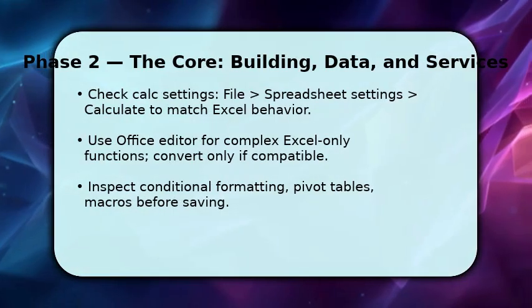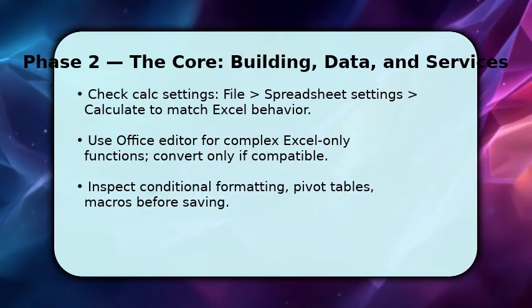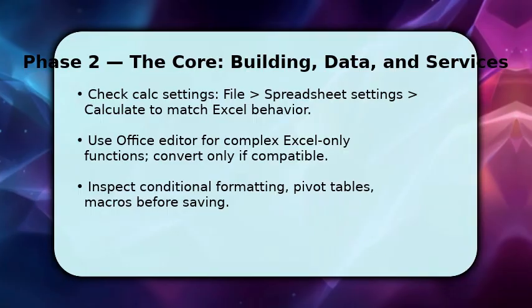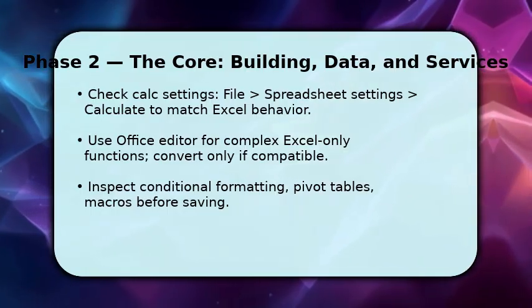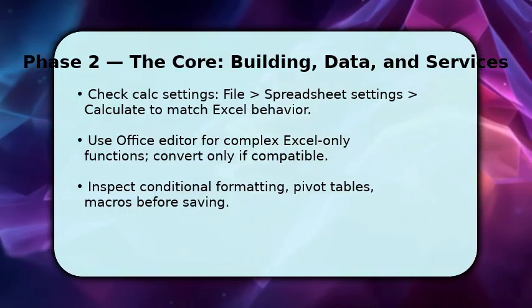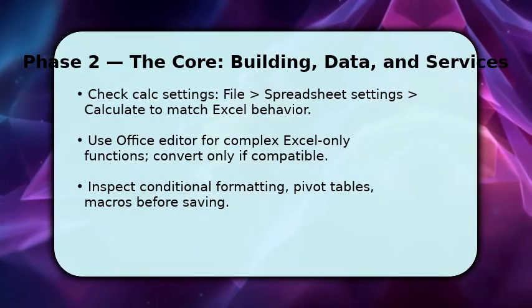You now decide how to edit. Use Google Sheets for quick collaborative tweaks, or choose Office Editor when formulas, pivot tables, or macros must stay intact. Once in Sheets, check File Spreadsheet settings and set calculation to match Excel's recalc behavior so numbers stay correct.